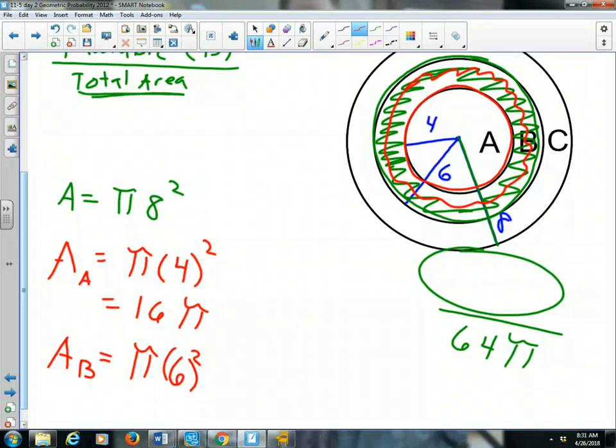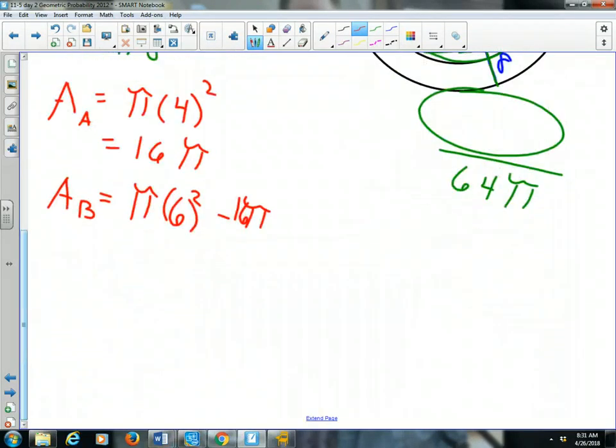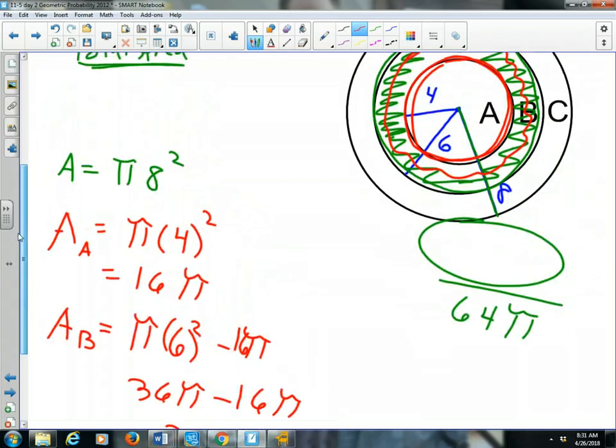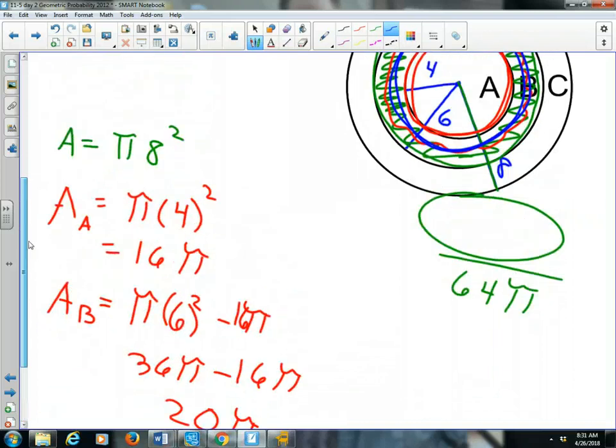But it's not just that. I'd have to subtract whatever A is, right? And A is 16 pi. So subtract 16 pi. That's going to be the area of circle B, which is my favorable region. So if I have 36 pi and subtract 16 pi, I get 20 pi. So that is my favorable region. That is this part right here. What did I say it was? 20 pi.